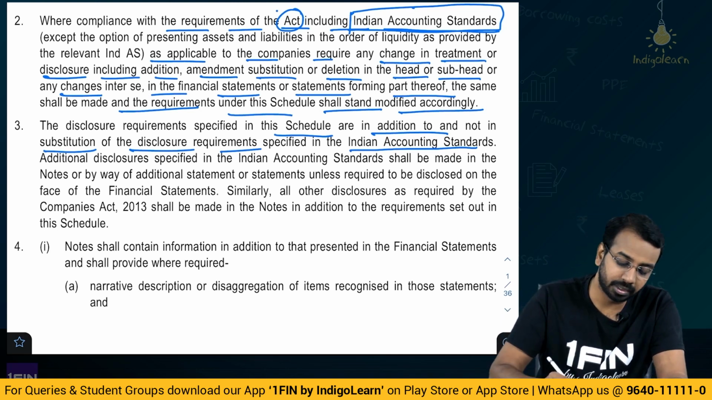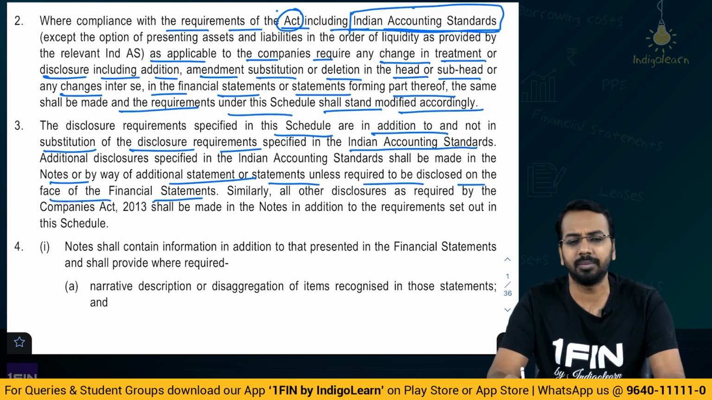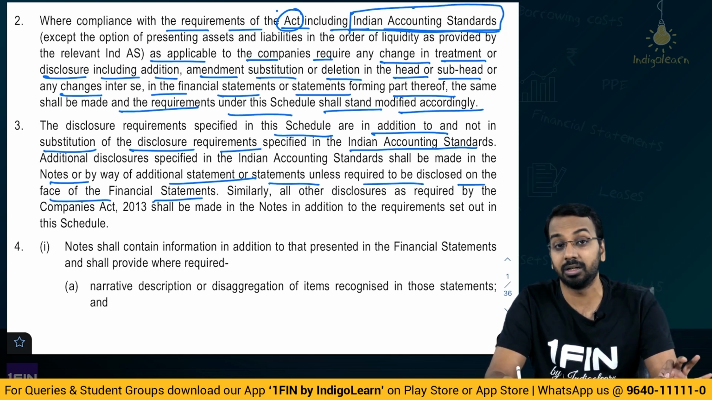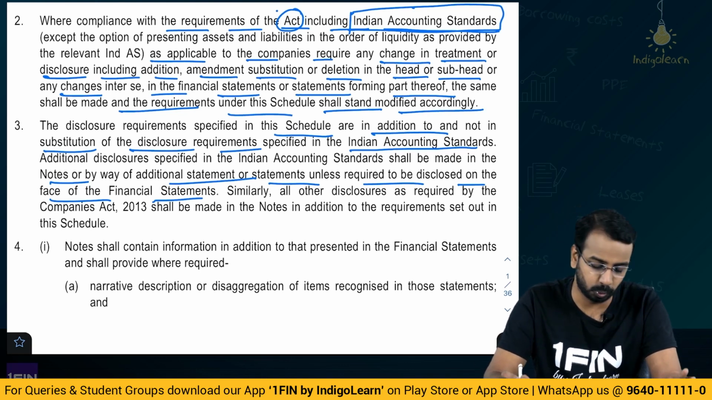And where will we make the disclosures? We will make the disclosures in the notes or by way of additional statement or statements unless required to be disclosed on the face of financial statements. So basically, disclosures you will give in the notes. If there are additional disclosures by Ind AS, that also you will give in the notes.